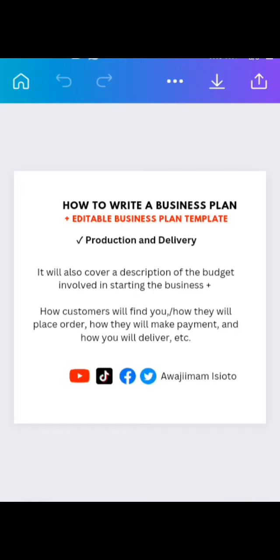How customers are going to find you. How will they place orders? Are they going to make a call? Are they going to text you on phone? Are they going to send an email to you? You have to make sure that you put all of this in place. How will they make payments? Will they be paying you by cash? Will they be paying you with a check? Will they be paying you by transfer? So you have to make sure that all of this is what you will have in your production and delivery. How would you deliver? By the time they finish paying, when they pay for your products, how would you deliver? You have to also put that in this session of production and delivery.